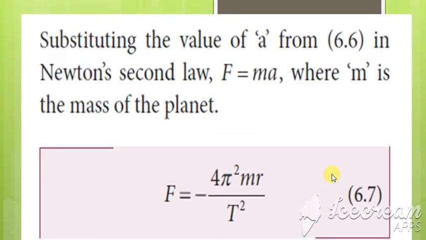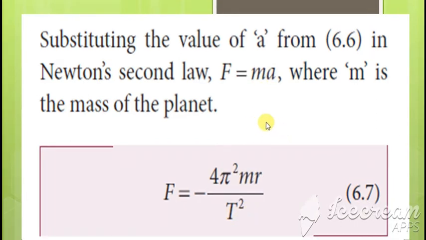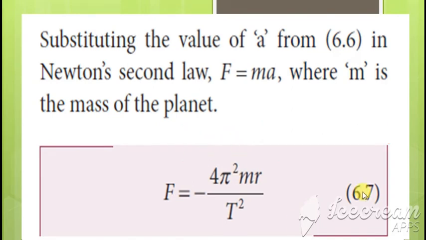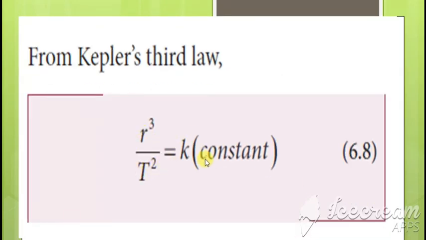If we take Newton's second law, F is equal to m into A, with m as it is, we substitute the value of A here. Now taking the equation from Kepler's third law, which is T square by a cube, here instead of this a, we are going to write R. So R cube is equal to a constant. We can also write it in reverse: R cube divided by T square is equal to a constant. We denote the constant as k.